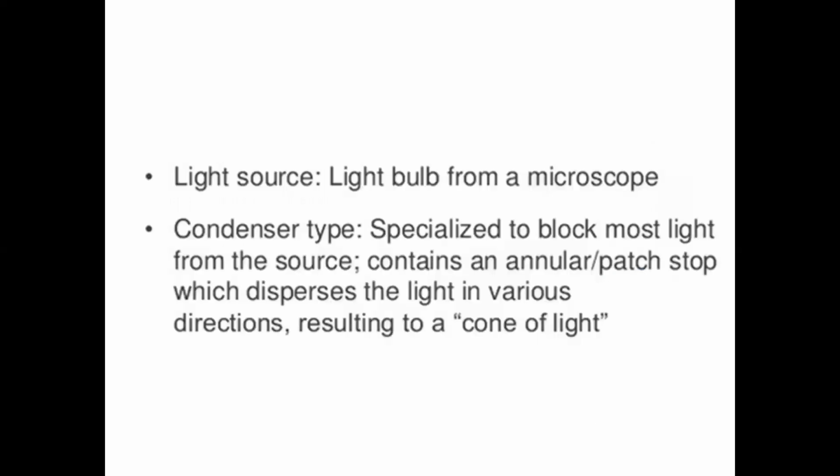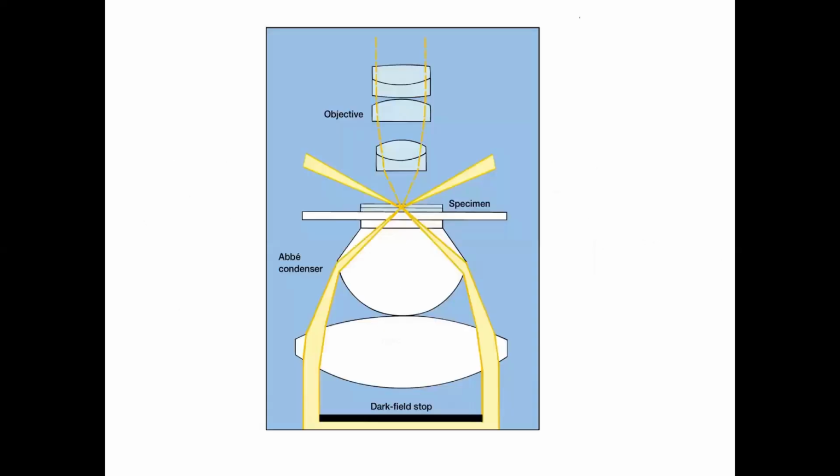So in the dark field microscope, the light source can be a bulb. The condenser is what is different in dark field microscopy. This condenser is used to block most of the light from the source. How does it do this? It does that with the help of the annular patch or the annular stop, which is present at the center of the condenser. So this results in only a cone of light which hits the specimen, keeping the background dark. So this is the working ray diagram of a dark field microscopy.